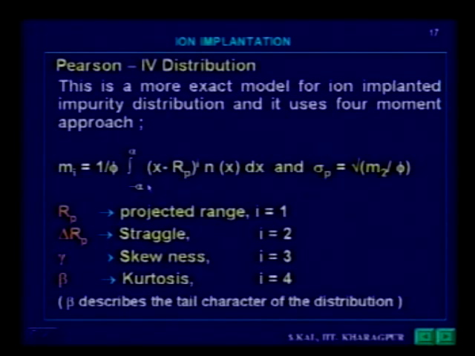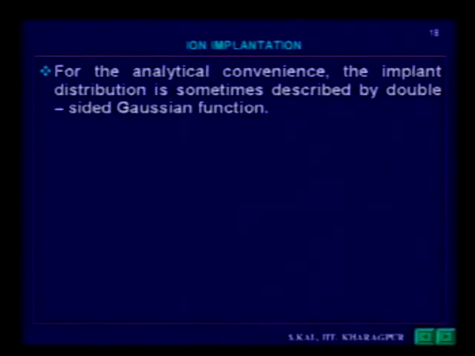So now here the beta or kurtosis describes the tail character of the distribution. As I told you, the tail regions are not matched with the LSS theory of distribution. So to match the tail regions, two other parameters are introduced here. One is known as skewness and the other is known as kurtosis. And particularly the kurtosis is the parameter which can match the tail character of the impurity distribution. Okay. Now, in this case, for analytical convenience, the implant distribution is sometimes described by a double-sided Gaussian function.